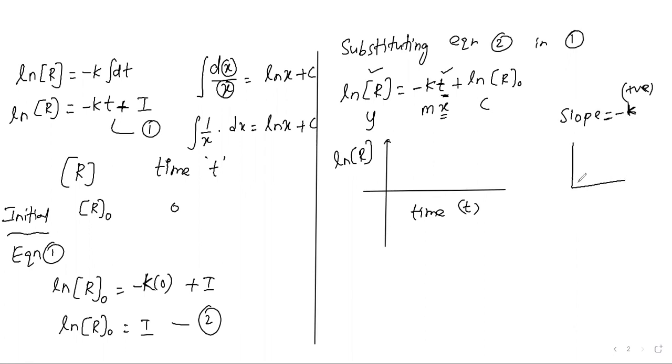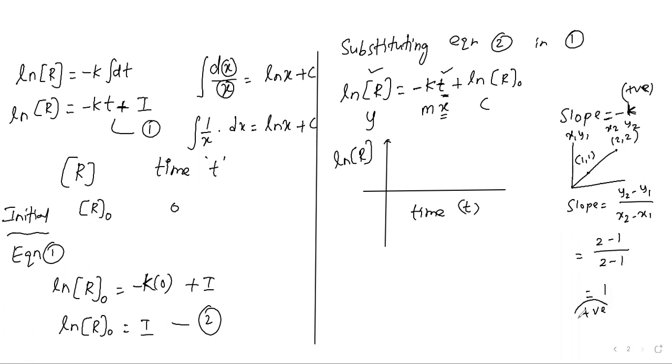Let us consider this is the graph, and we have the values here, 1, 1. Here it is 2, 2. For this, if you find the slope, it is y2 minus y1 divided by x2 minus x1. Take this as x1, y1 and this as x2, y2. Then y2 minus y1 is 2 minus 1, divided by x2 minus x1, also 2 minus 1, which is 1, which is positive. This is a positive slope.